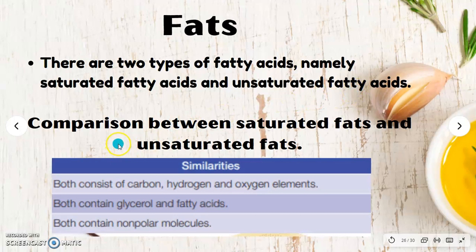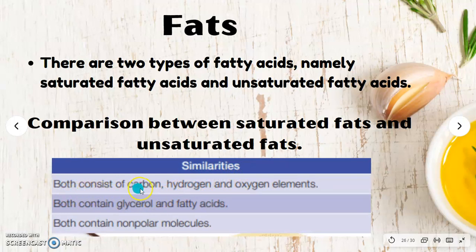So now we have to compare between saturated fat and unsaturated fat. Saturated fat refers to the fat that consists of saturated fatty acid. Unsaturated fat refers to the fat that consists of unsaturated fatty acids. What are their similarities? Kita pergi pada persamaan dia dulu ya.